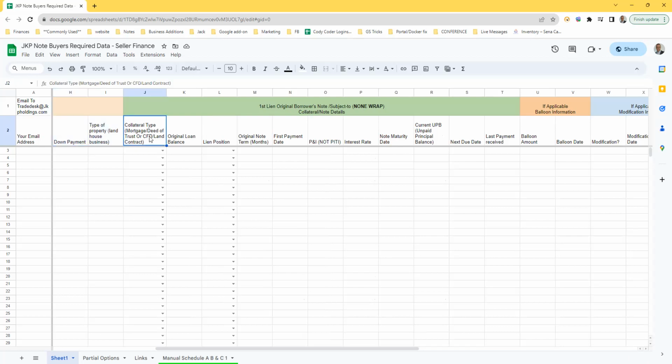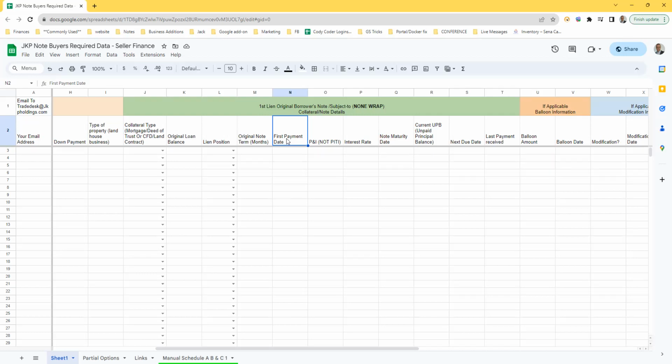We need to know if it's a mortgage, land contract, CFD, or whatever type of loan it is. We need to know what the original balance was, what the lien position is, is it a first, second? If there are two, we would really need both, but we want to just get an idea of what the underlying liens are. We would need to know what the original term was, 360 months, 240 months, whatever it is. What was the first payment date? We're trying to build an amortization schedule for the back end of this.